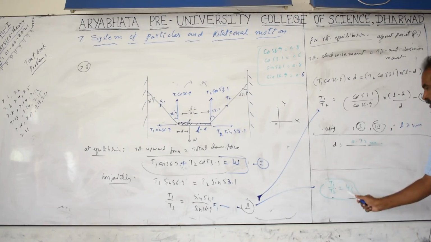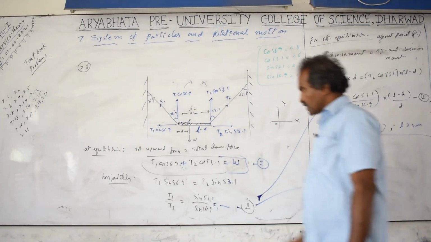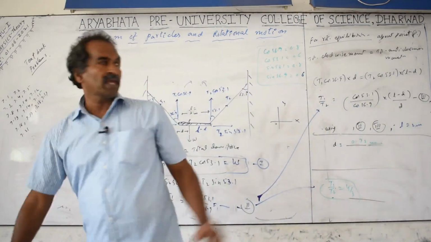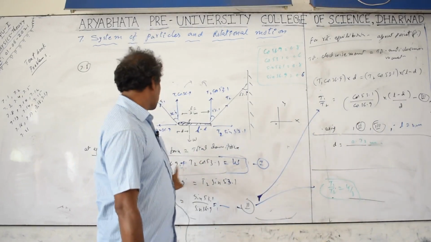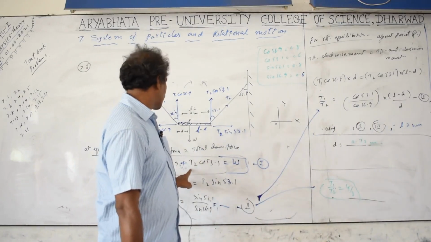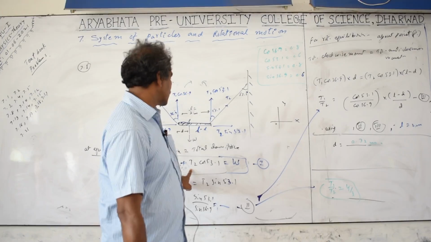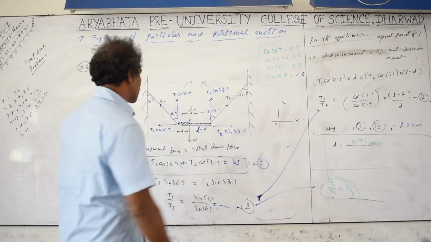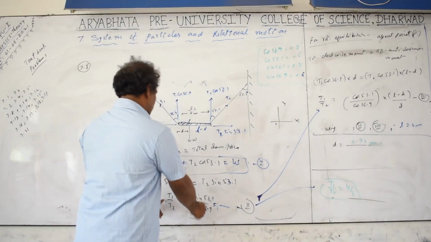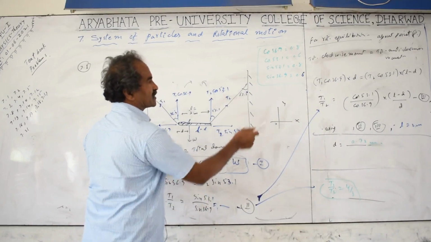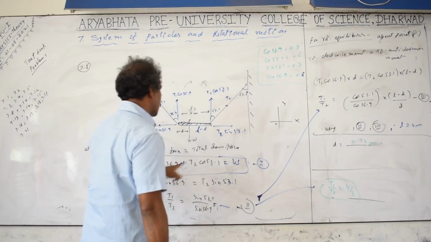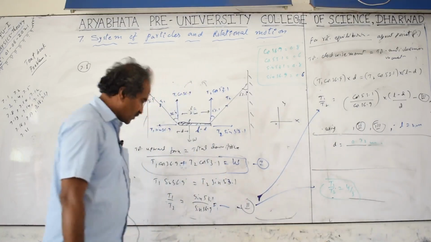The T1 by T2 is 4 by 3. This first equation is not required in this case. If they ask you for the weight also, then use the substitution of the cos components and the T1 T2 ratio, because you have to calculate W. You can take T1 and T2, substitute the values here and solve the equations. After substituting d, you will get the expression for W also. Upward force equals downward force.